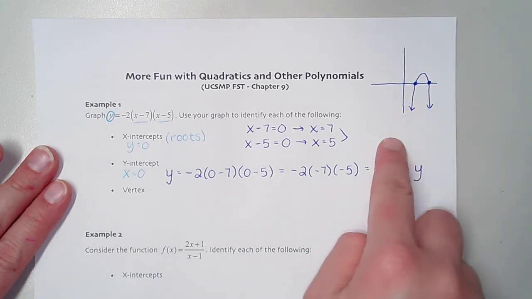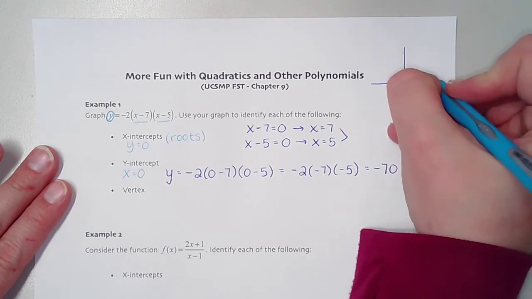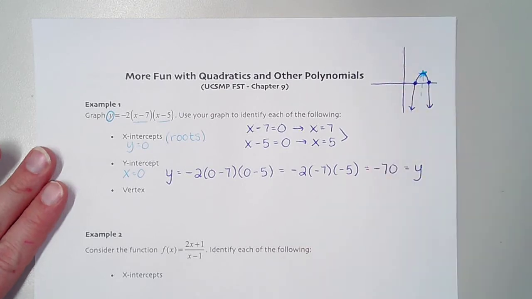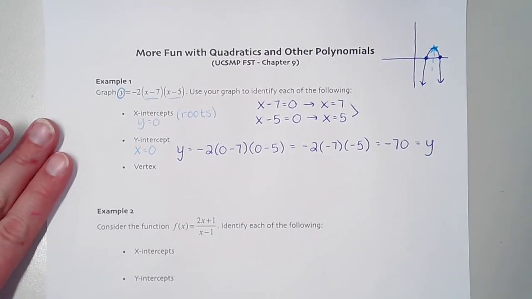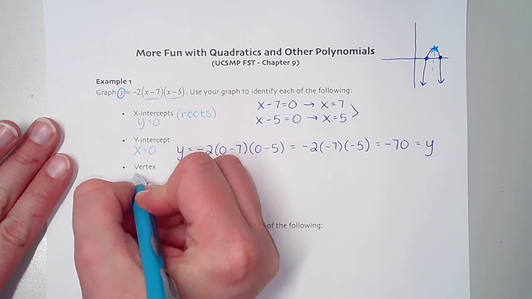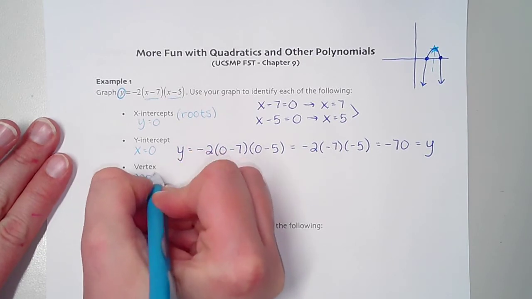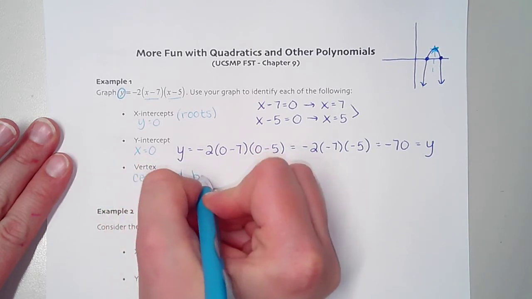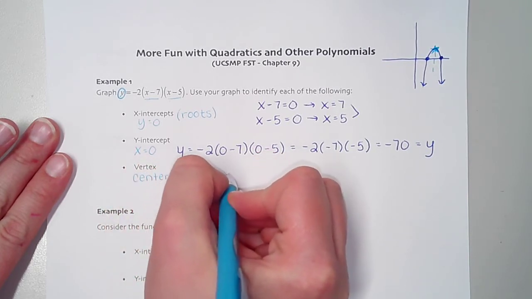Okay, my y-intercept is going to be way down here at -70. But what I want you to notice is the position of this vertex is always halfway between the two roots. Okay, so the vertex is always centered between the roots.